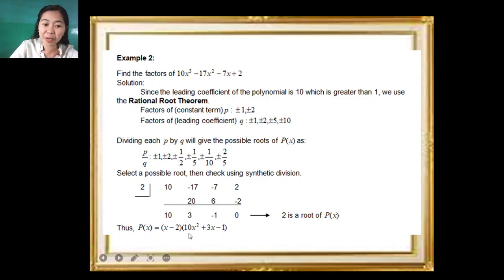So, meron tayong depressed equation na 10x squared plus 3x minus 1 coming from the last row. Ayan, nabawasan ulit ng 1 degree kasi nag-synthetic division na tayo. So, kung hindi mo pa kayang i-factor si 10x squared plus 3x minus 1, pwede naman nating ituloy ang synthetic division doon sa 10, 3, negative 1. At pipili ulit tayo doon sa nakalistang root sa P over Q. Basta, meron na tayong isang factor na x minus 2.